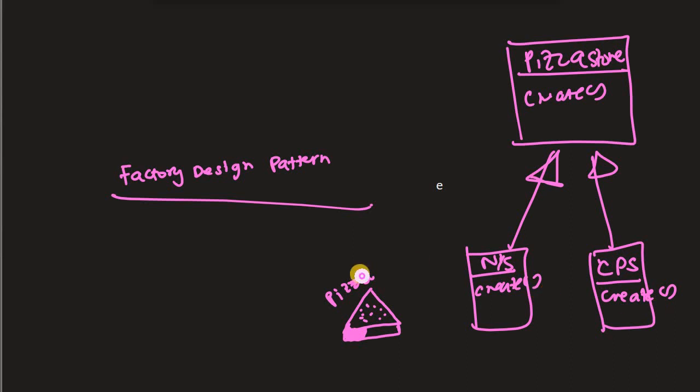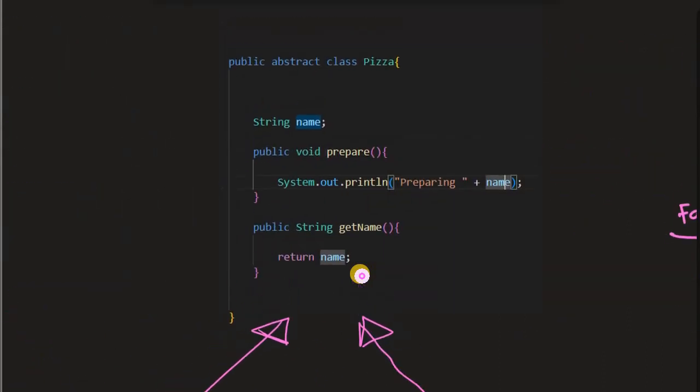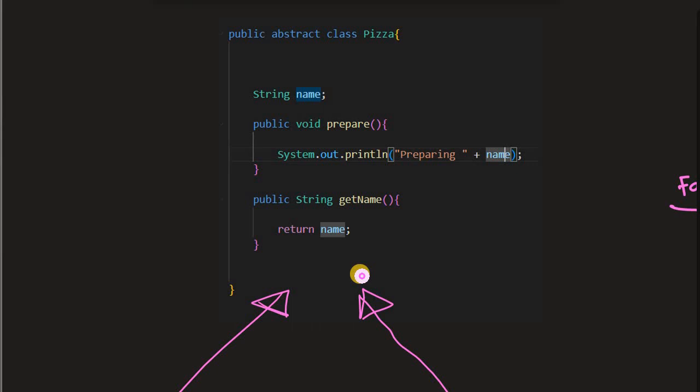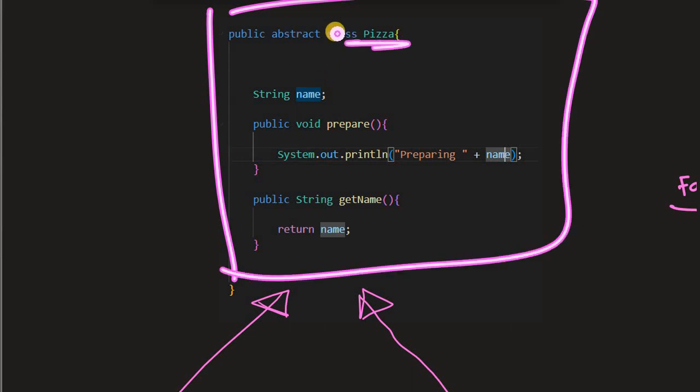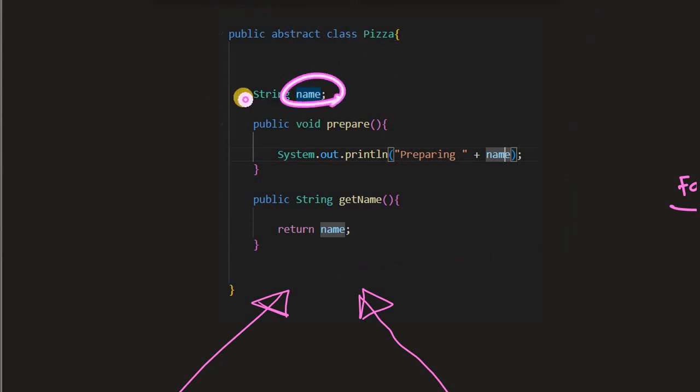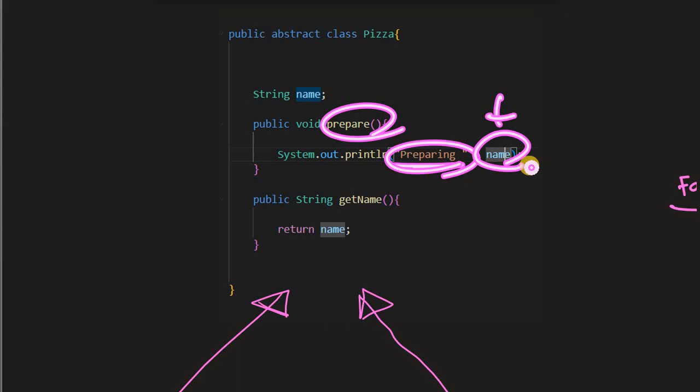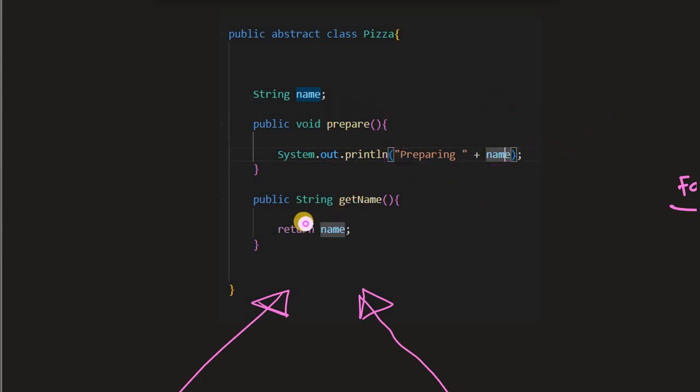Okay, so if it doesn't make sense, let me walk you through the code so it makes more sense. Here I have the full code. Here I have the pizza class, which is a pretty basic abstract class. We simply have one field, the pizza name. In here we have a prepare method, which simply prepares the name of the pizza, for example, preparing cheese pizza or whatever.